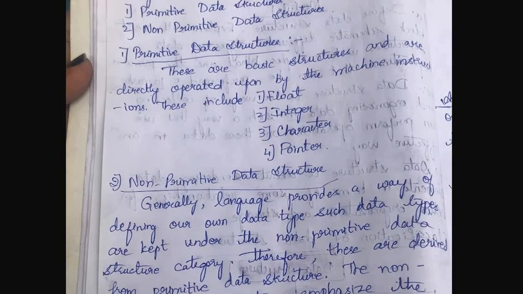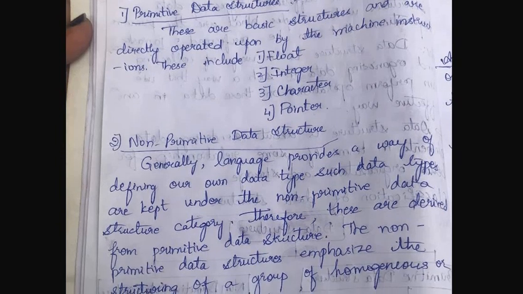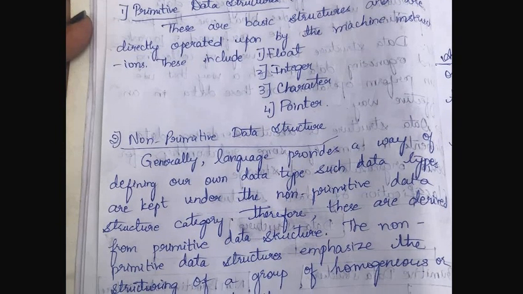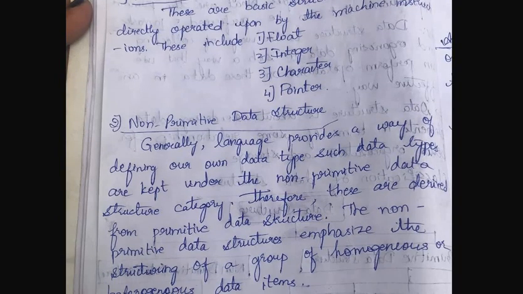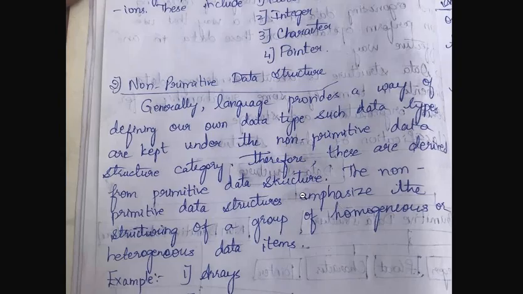What is non-primitive data structure? Non-primitive data structure is derived from the primitive data structure. Sometimes we need our own kind of groups or our own kind of data types, and those we call non-primitive data structures. Generally, a language provides a way of defining our own data types. Such data types are kept under the non-primitive data structure category. Therefore, these are derived from the primitive data structure.